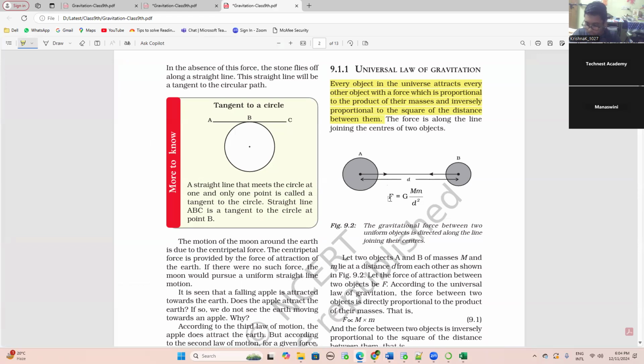So this is the formula: F equals G m into m by d square. So m into m is the product of mass. D square is the distance square. This is what we have discussed now. F is in numerator, and m and m are in numerator. If both the quantities are in numerator, that will be directly proportional. If one quantity is in numerator and another quantity is in denominator, that will be inversely proportional. This is the trick to find it. Is that clear? Yes, sir.